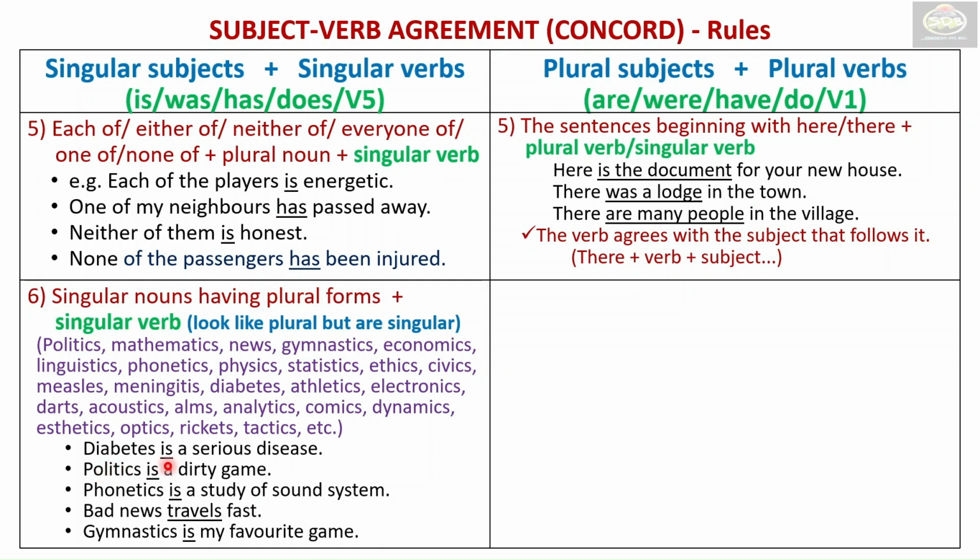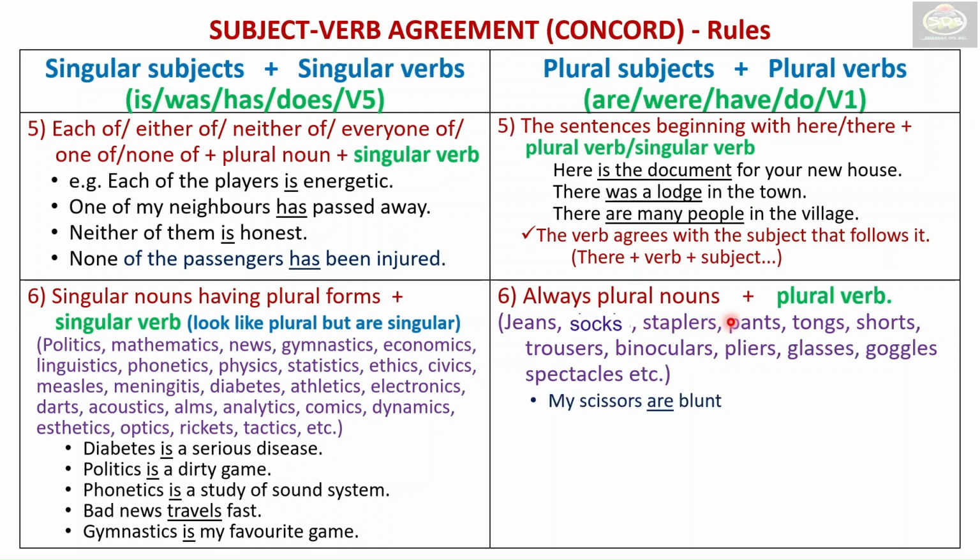Let's observe the examples. Diabetes is a serious disease. Politics is a dirty game. Phonetics is a study of sound system. Bad news travels fast. Gymnastics is my favorite game. Is. Okay. Another rule.